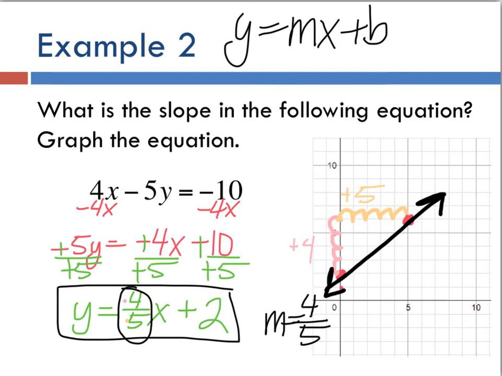So just to review everything that we did, when it's in this form, like the one up here, the slope is always going to be whatever is next to the variable. When it's like this, all you have to do is make it like that form. So solve for y, get it by itself, and then you get the slope, you get the y-intercept, and from there to graph it, it's super easy.